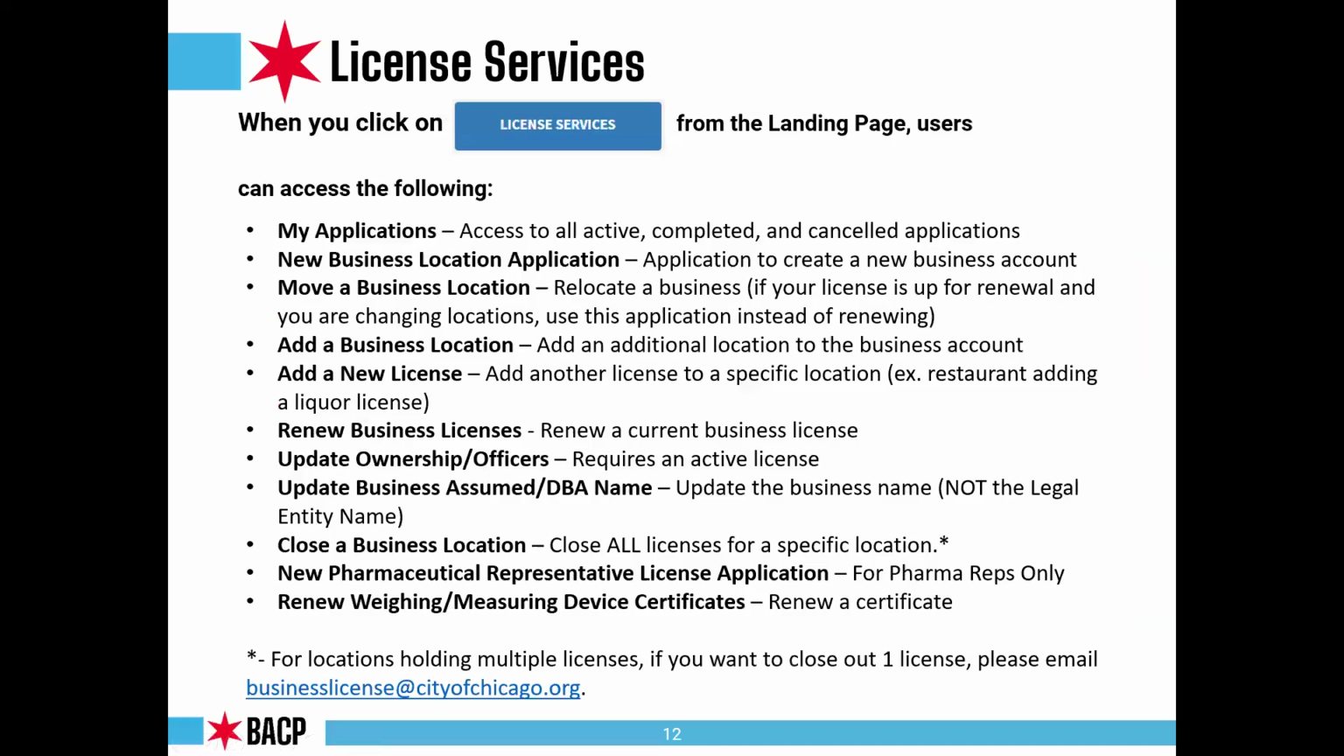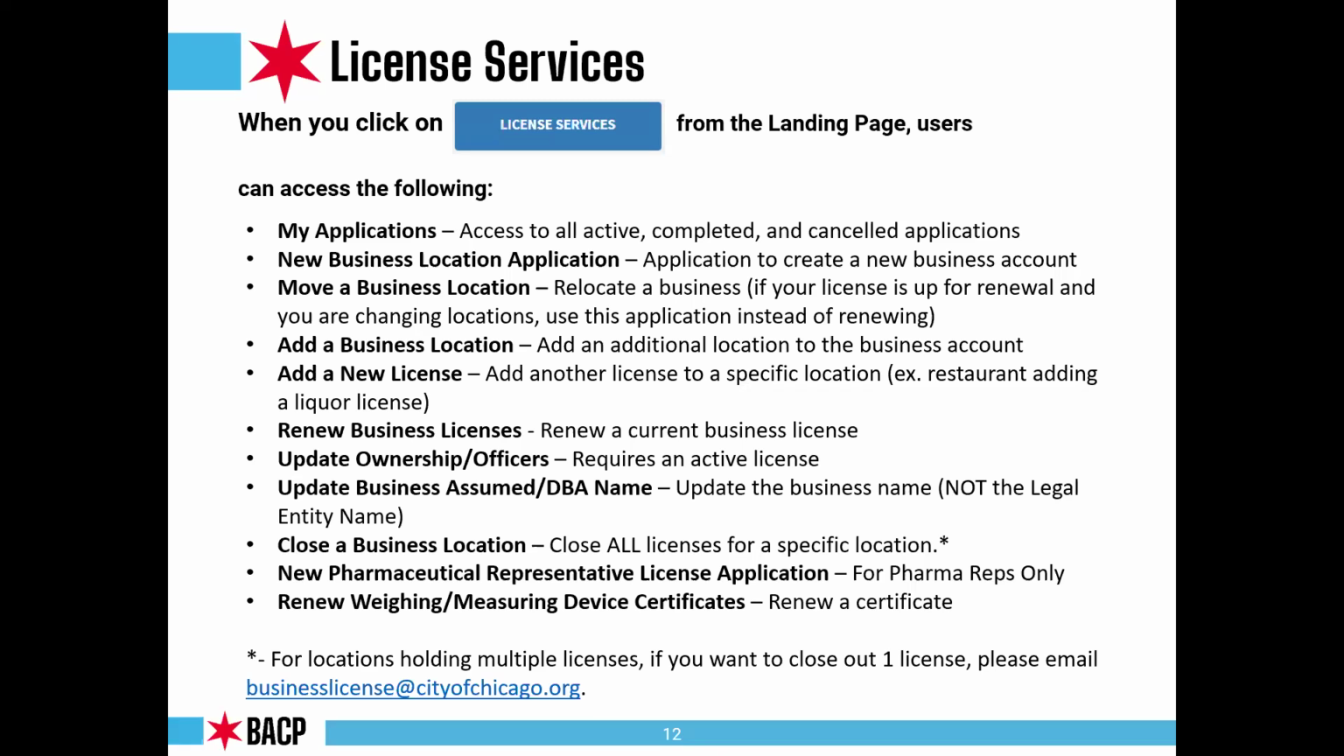So my applications will show you all of your active, completed, and canceled applications. Your new business location application tile gives you the ability to create a new business account. So if this is the first time you're applying for that specific business, then you would use the new business location application. If you are adding a location or changing the location of an existing license, then you would use either move a business location or add a business location.